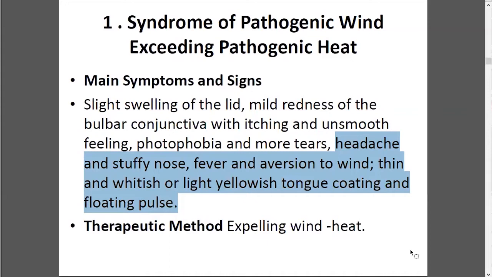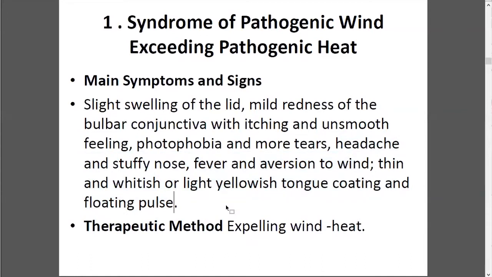In the first 2 days the tongue does not change. After 2 days, maybe a little bit red tongue and a little bit yellow tongue coating. But the pulse is floating and rapid. Floating has the same meaning as superficial. So the treatment principle is disperse wind, clear heat, and benefit the eyes.